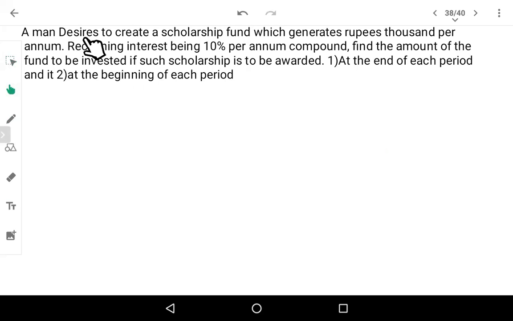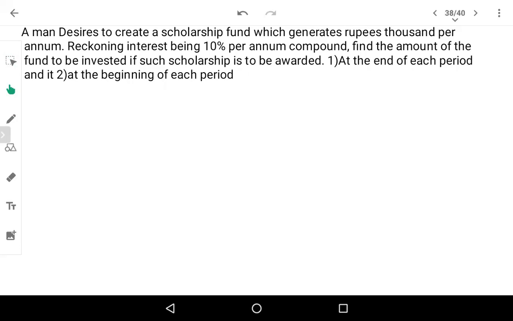A man desires to create a scholarship fund which generates rupees 1,000 per annum, with the reckoning interest of 10% per annum. So they want to give scholarships, so they are creating a fund where the amount will be given to the people. So every year the students will be getting 1,000 rupees. They are asking us to find out the total amount.